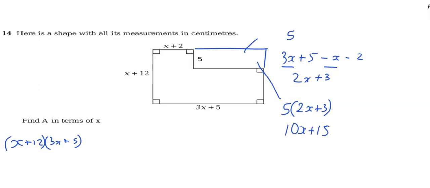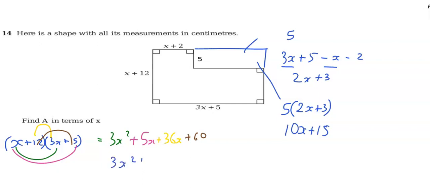I now multiply out these brackets. First, 3x squared, x times 5, twelve times 3x, 12 times 5. And so I have 3x squared plus 41x plus 60, take off 10x, take off 15.